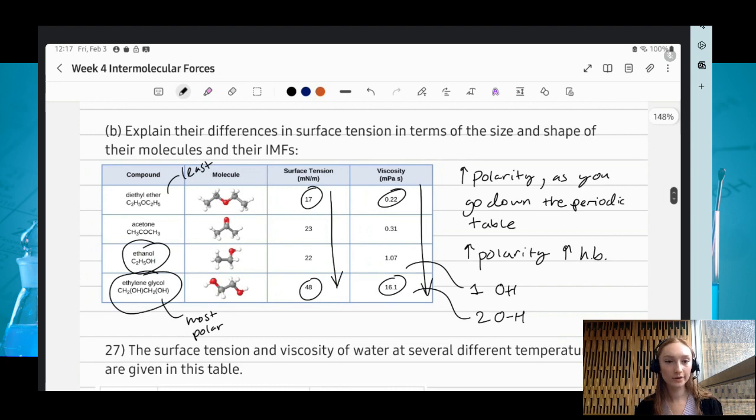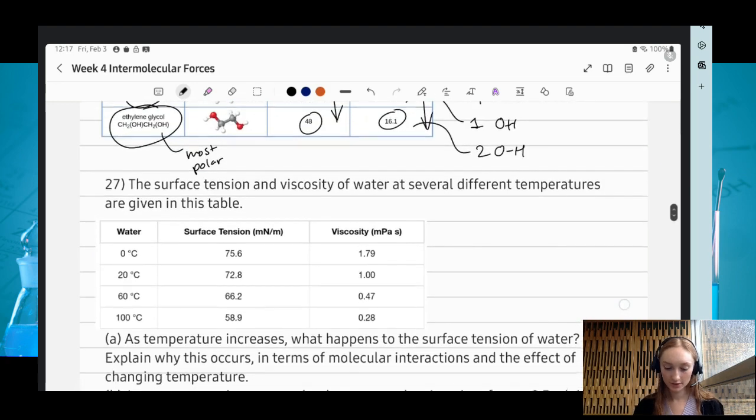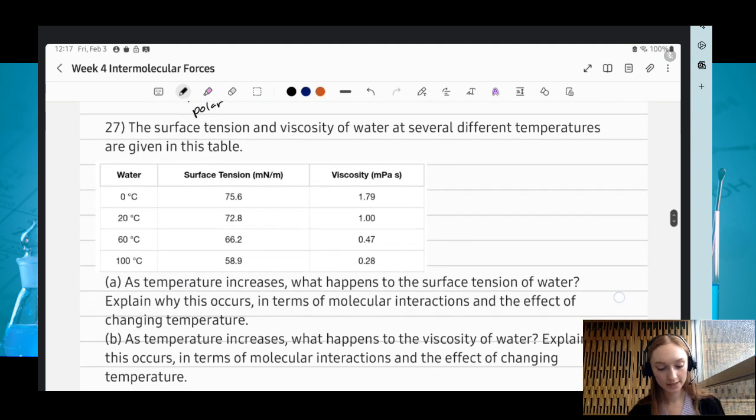So let's move on to 27. Question 27 says the surface tension and viscosity of water at several different temperatures are given in this table. A, as temperature increases, what happens to the surface tension of water? Explain why this occurs in terms of molecular interactions and the effect of changing temperature. B, as temperature increases, what happens to the viscosity of water? Explain why this occurs in terms of molecular interactions and the effect of changing temperature.